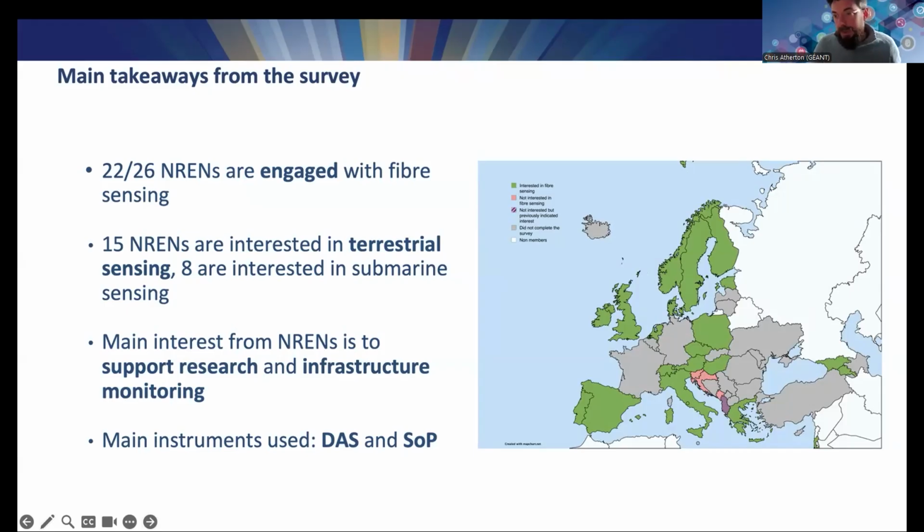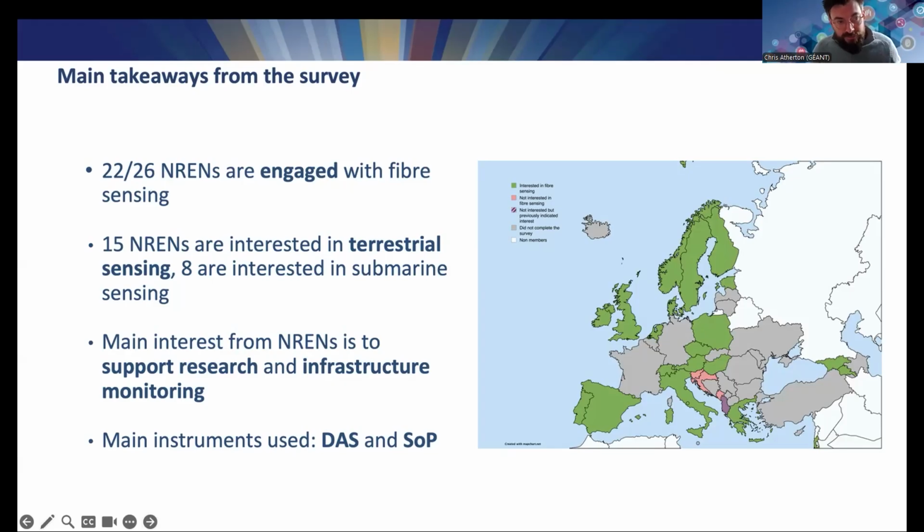But on the whole, it's quite a good representation of the change over time in interest. In 2022-23, there were about 8 NRENs that were interested in fibre sensing in general through their involvement in the GÉANT project, and now that's at 22. So we can see over time that there has been a rather big growth in interest from our community in this particular technology.